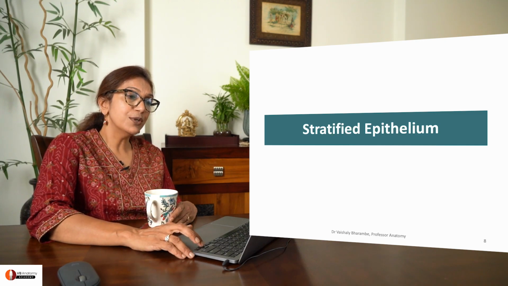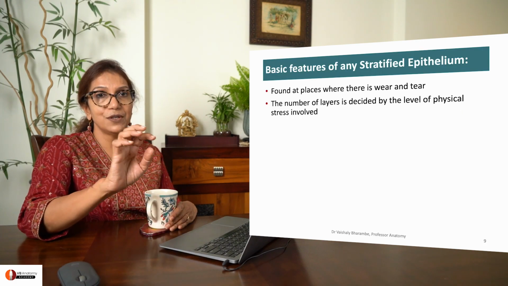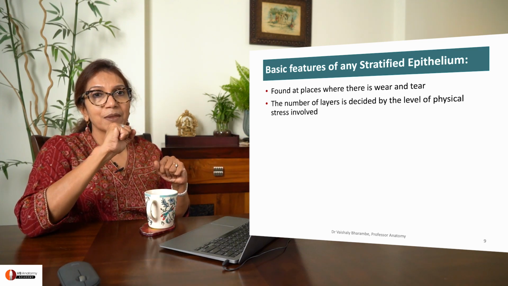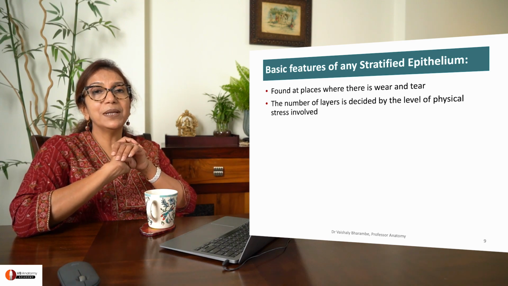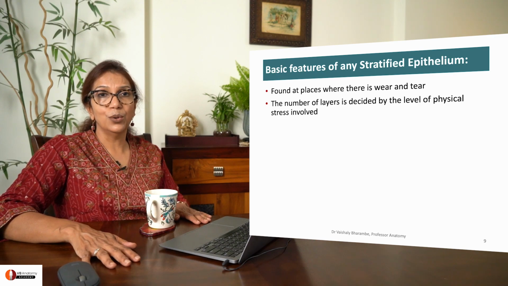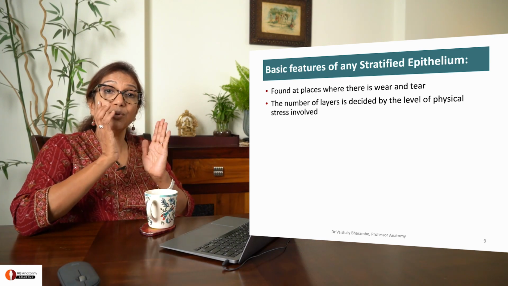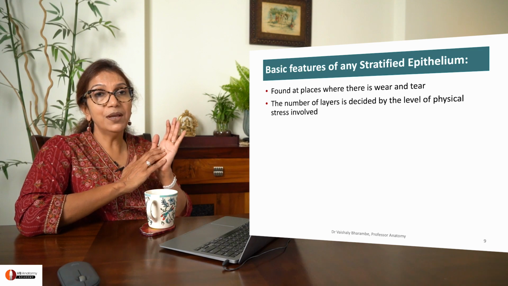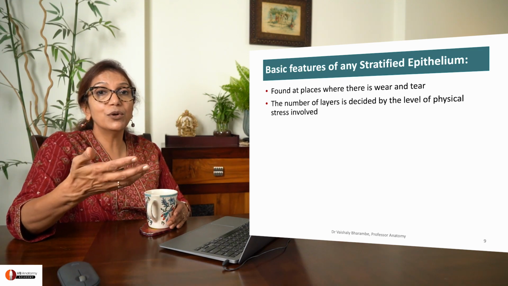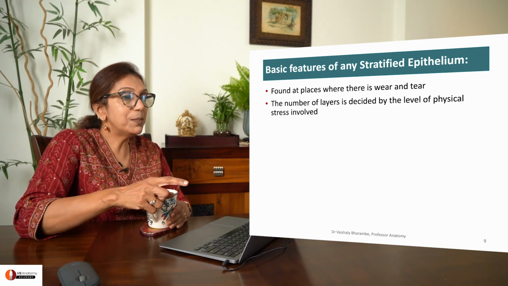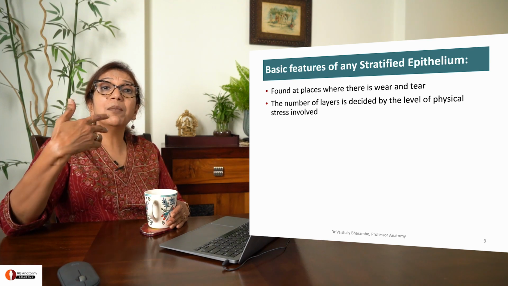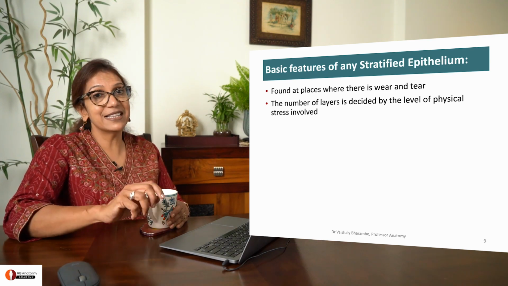Okay? So, stratified epithelium, some basic features. It is found at places where there is a lot of wear and tear. For example, I will have stratified epithelium on my palm, because my palms are all the time doing work. Okay, so a lot of friction happening. So I need multiple layers. Okay, if I had a single layer, that would be lost because of amount of movement I do. So it's found at places where there is wear and tear. Okay, number of layers is decided by amount of stress. We'll discuss this again later.